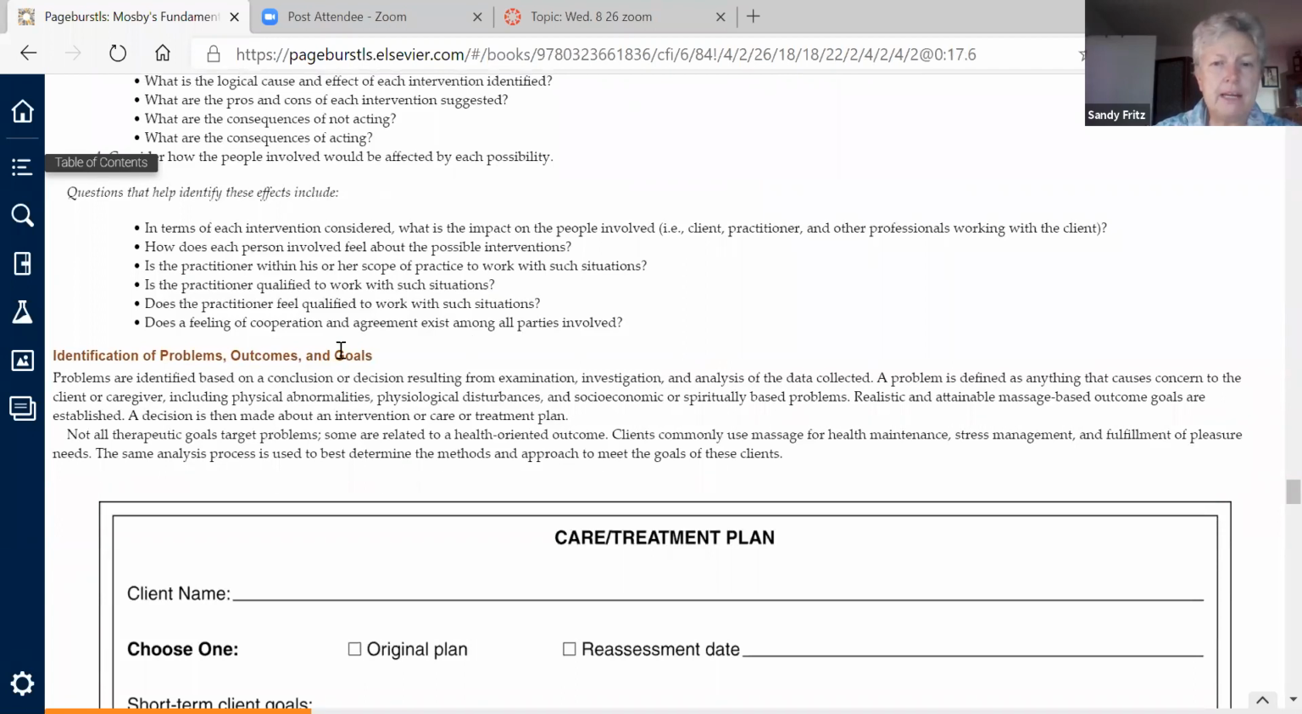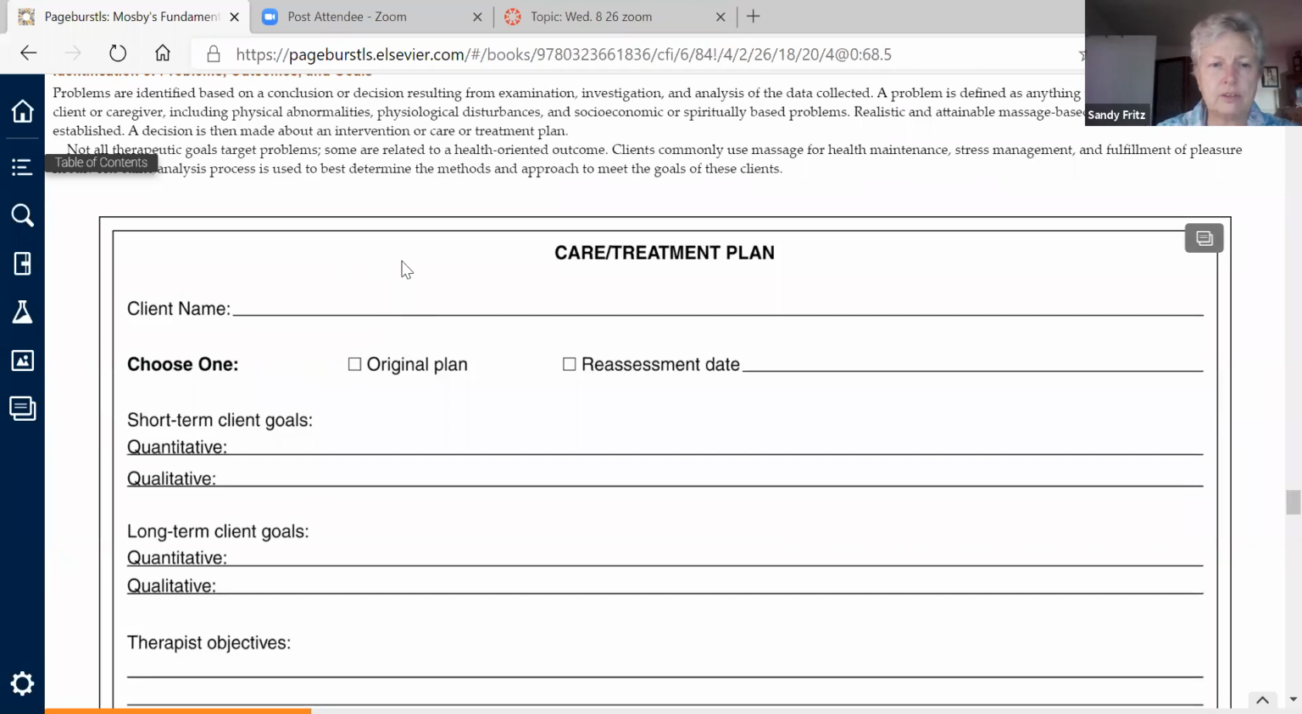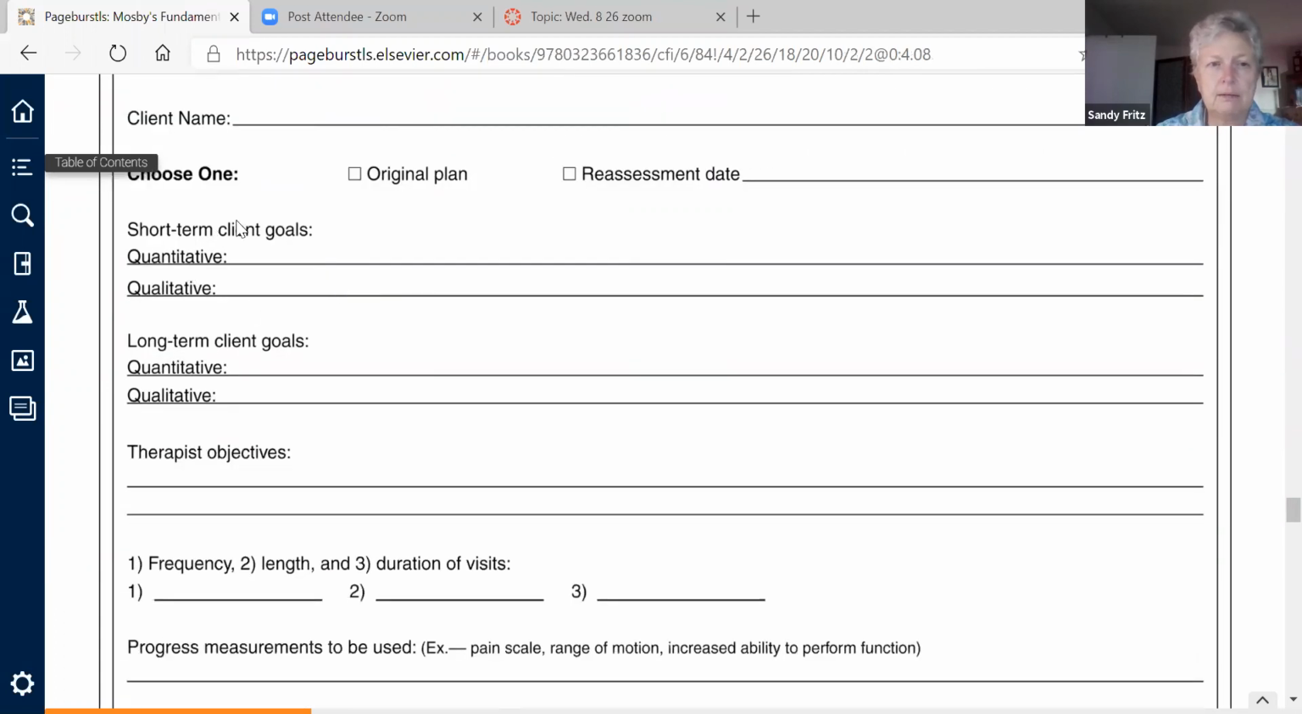From that information, in your initial session, and sometimes it takes multiple sessions to do this, you would create a treatment plan. This is what I'm going to do over the next few sessions in order to achieve this goal. Now, if you're only going to see a client one time, then you're not going to be able to have a comprehensive treatment plan.